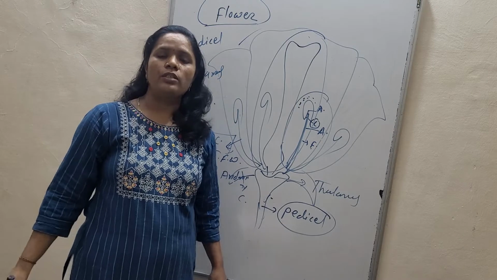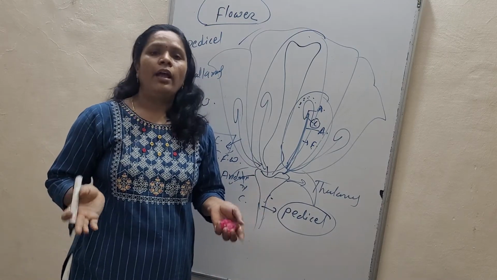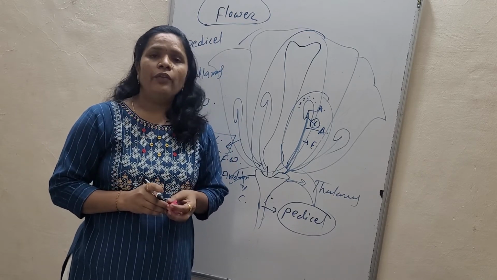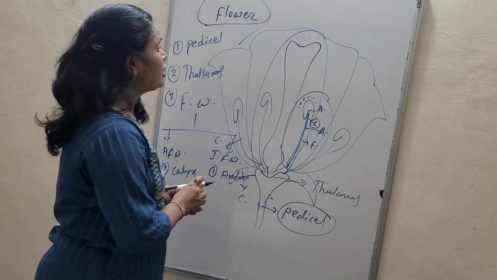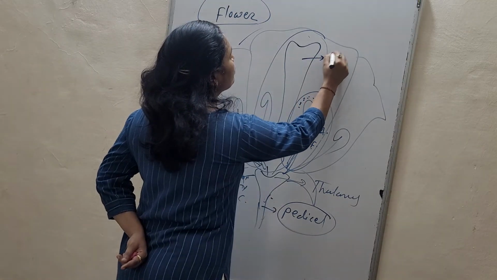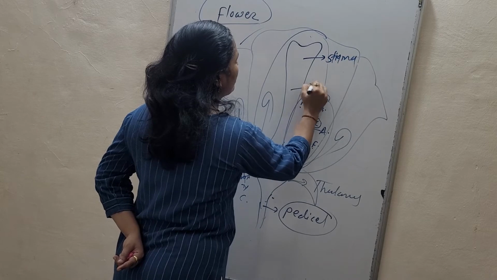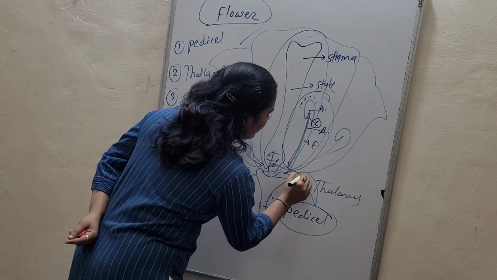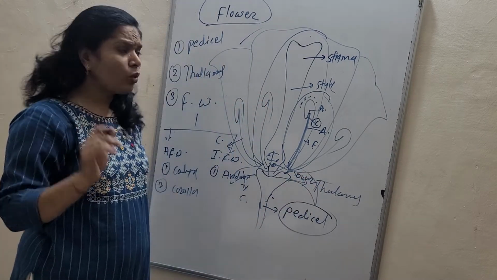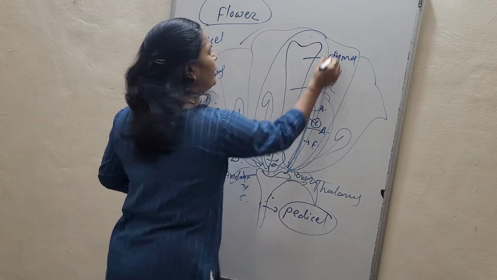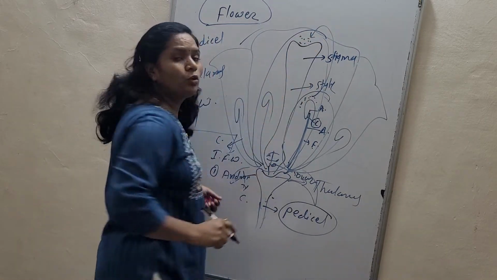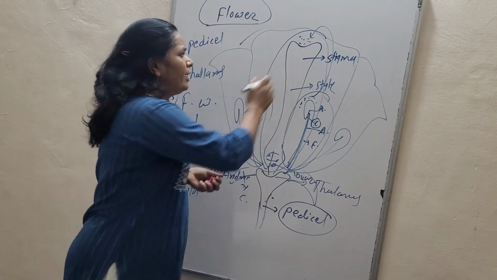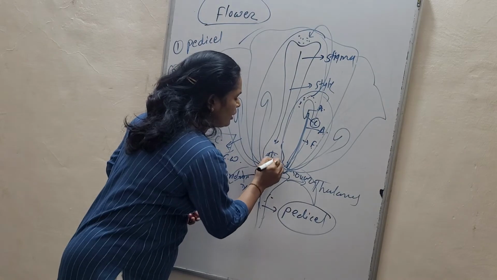The individual part of the gynoecium is called the pistil or carpel, and it is the female reproductive part. The pistil or carpel consists of three parts: this is called the stigma, this is called the long style, and this is called the ovary. Inside the ovary, a number of ovules are there. What is the function? At pollination, pollen grains migrate toward the stigma. This is called pollination, and through the style the pollen grain enters toward the ovary.